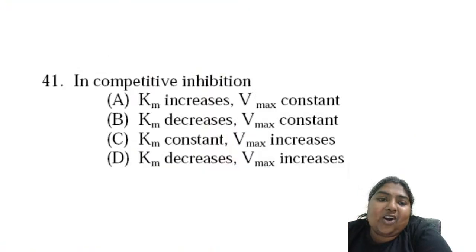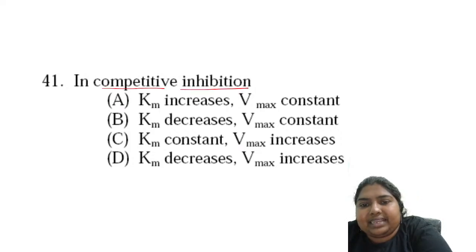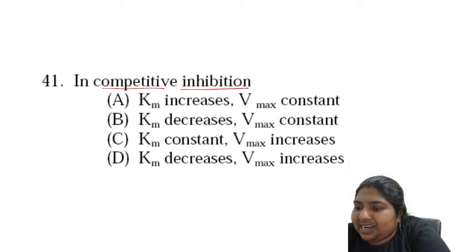In competitive inhibition, what happens? Km increases, Vmax constant. Km decreases, Vmax constant. Km constant, Vmax increases. Km decreases, Vmax increases. Which is the correct answer for this question? Come on, everybody in the class. Everybody can make this question. Very, very direct question. We have also tried a lot with this question.